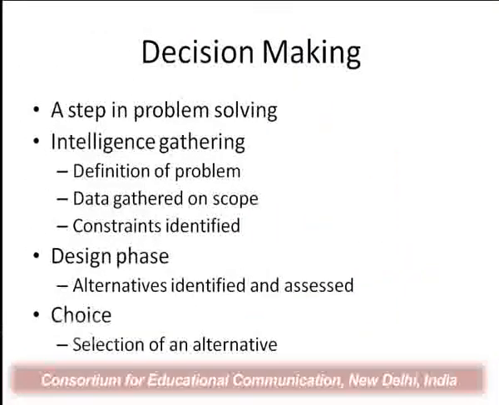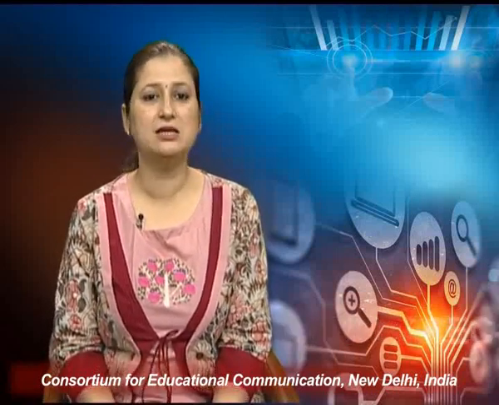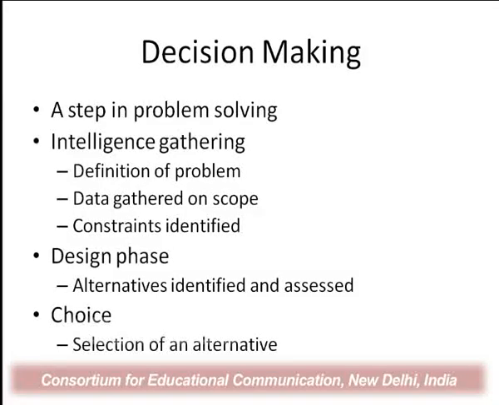Now, in intelligence gathering, the first step is the definition of the problem. Say, for example, I have a problem of whether I should disinvest in a particular company's stocks or not. So, I need to take a decision. This is my problem, and the problem is whether I should take the decision in favor of the idea or against it. So, first I need to define what the problem is, what is the nature of the problem, what are the determinants of that problem.